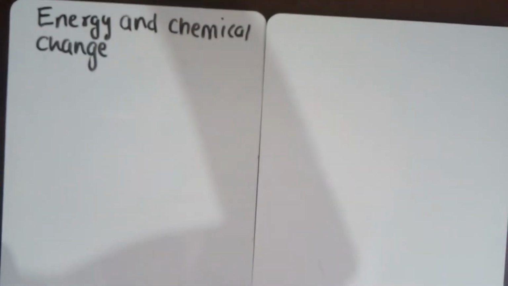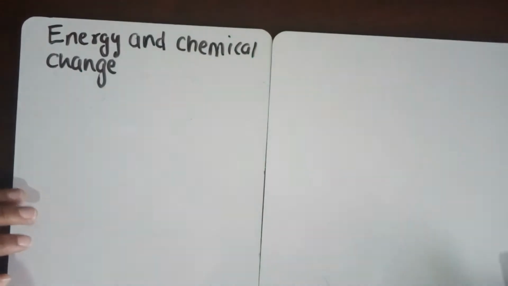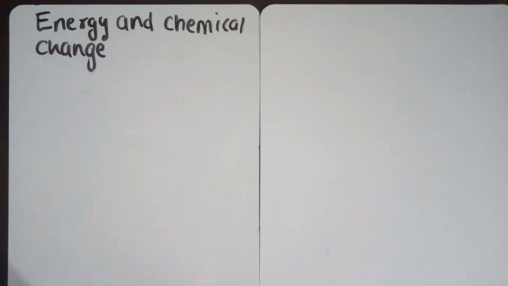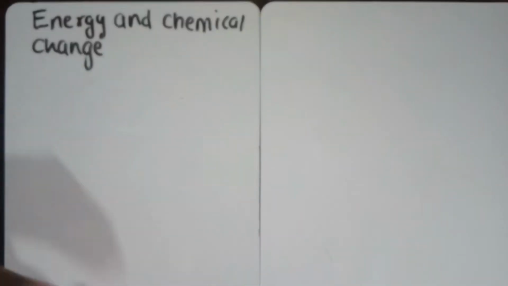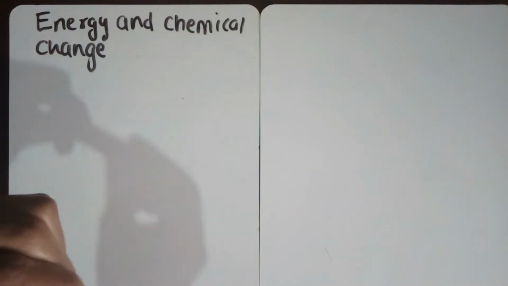So we are on, I think this is the 17th lesson. Let me just try to focus this thing. In this lesson, we're going to be talking about energy and chemical change. I don't think it's going to be a long lesson, but I might be mistaken.